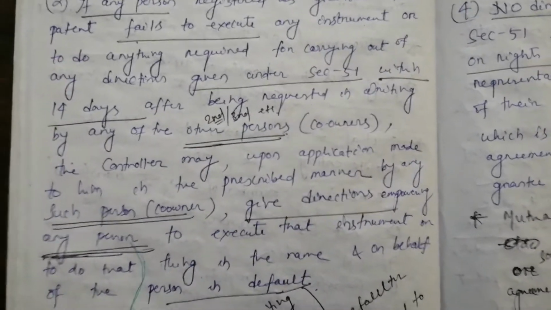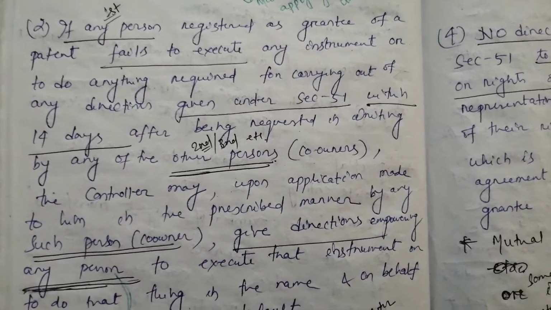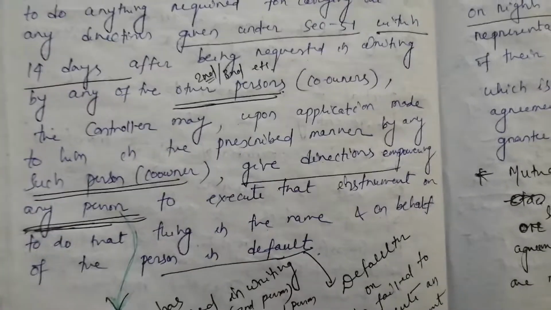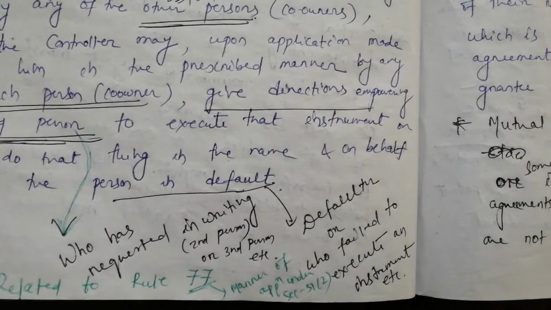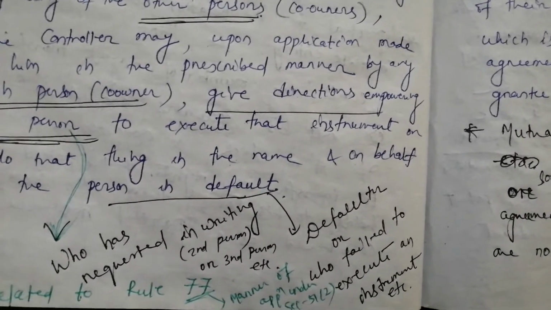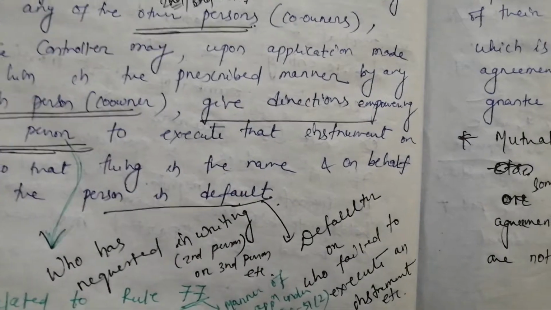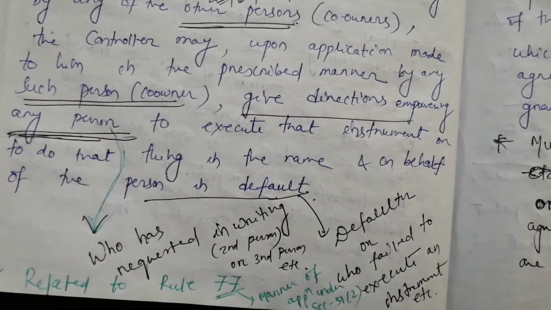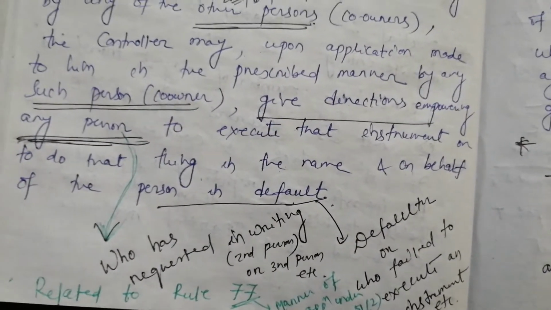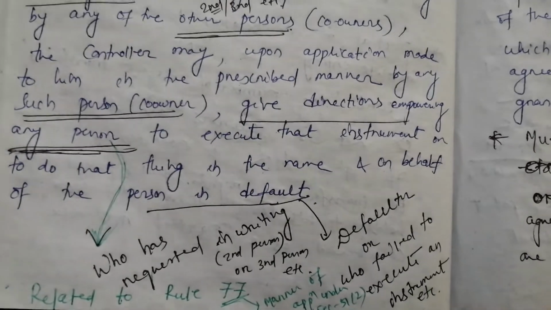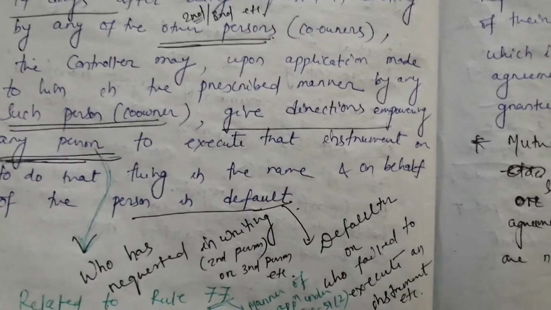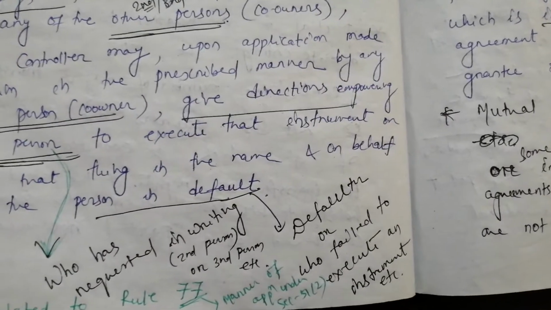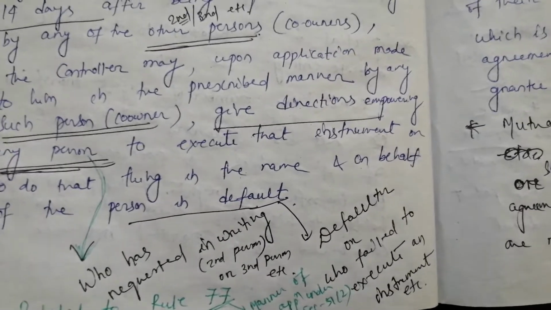Upon application made to him, what does he do? He gives directions empowering any person. Any person means here the person who has requested in writing. That means he is the second person or third person and not the first person, right? Who is the defaulter? He is not the 'any person' here. The person who has requested is the 'any person' underlined here. To execute that instrument, to do that thing in the name and on behalf of the person in default. Who is in default? The defaulter, or who failed to execute an instrument, etc.